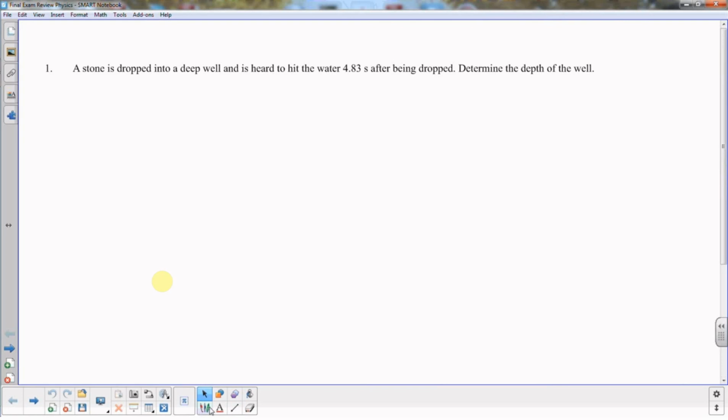So let me get my pen on here. And here we go. We're going to start off with number 1. A stone is dropped into a deep well and is heard to hit the water 4.83 seconds later. That's important. Determine the depth of the well. And since we're dropping it, we're probably going to assume it's an initial velocity of 0.